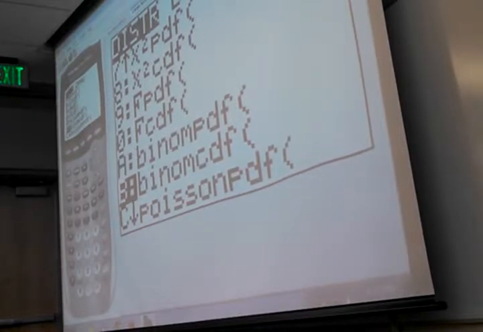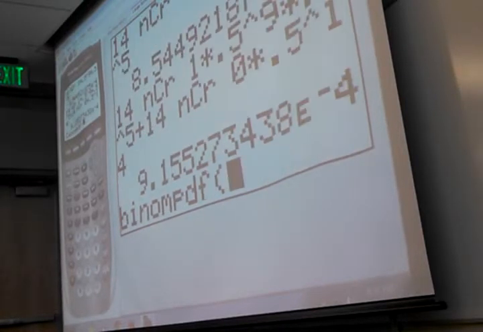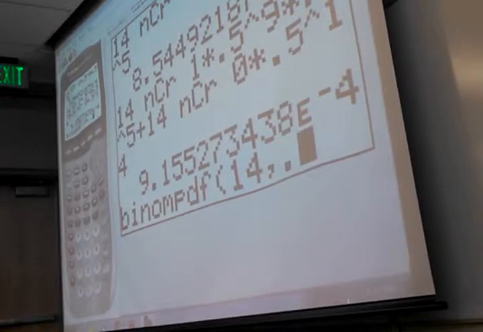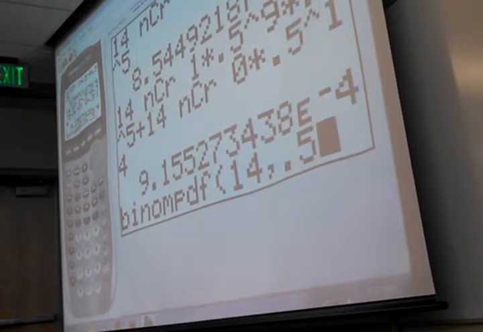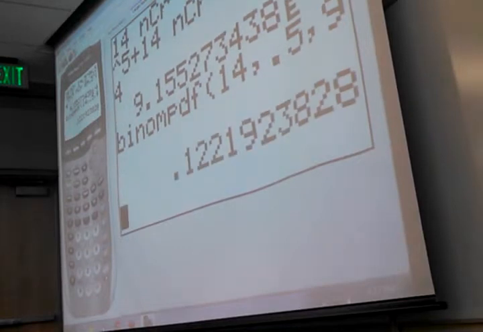So if we do part A, what was N again? It was 14. And then, of course, a 50% chance. So it's N, P, and now you finally see why you have punctuation on your calculator, right? Comma. So 14, comma, 0.5, N, P, and then finally X. So for part A, it was exactly 9. There you go.